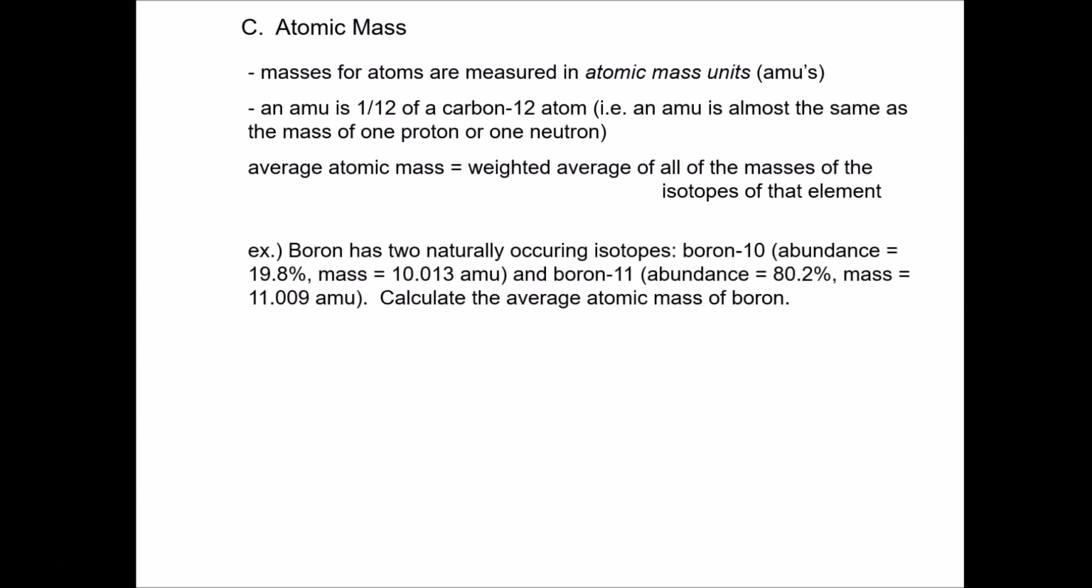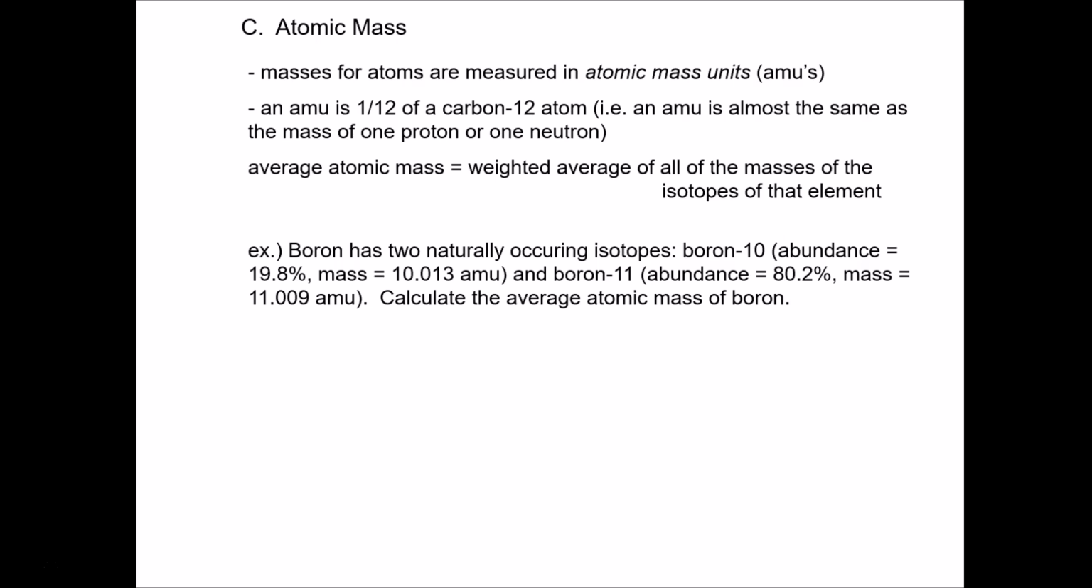So let's do an example here. Boron has 2 naturally occurring isotopes. There's boron 10, which means its protons and neutrons add up to be 10. And then we have boron 11, so its protons and neutrons add up to be 11.